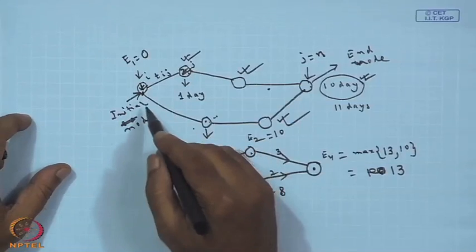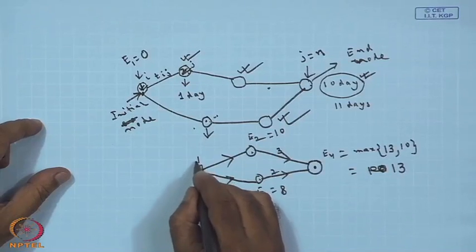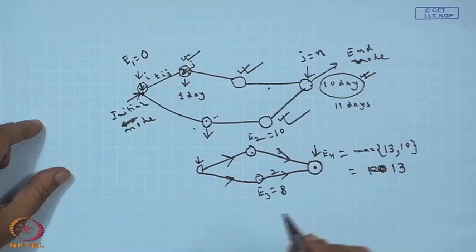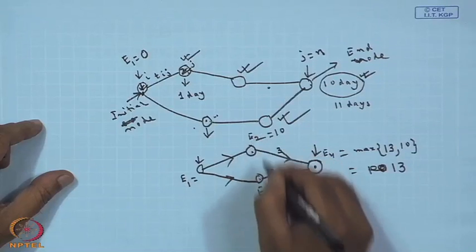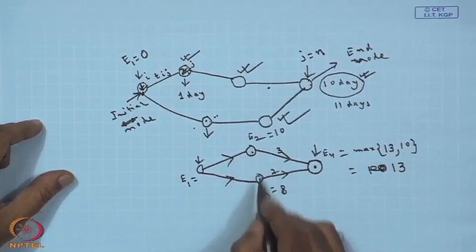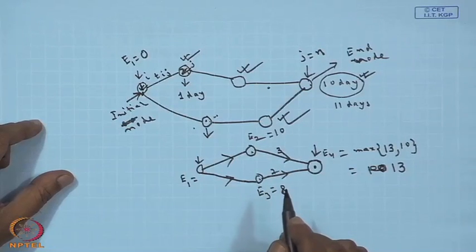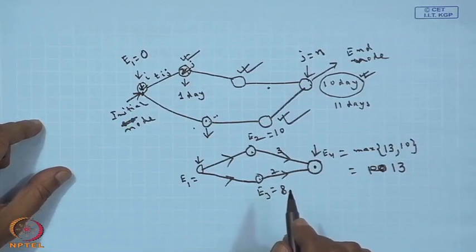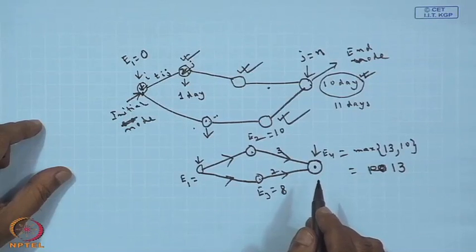In the forward pass calculation, if this is your starting node and this is your ending node, you calculate E1 first, then E2, then E3, then E4, forwardly one by one in sequence, computing the earliest occurrence time and earliest finishing time. This is the basic idea of the forward pass.